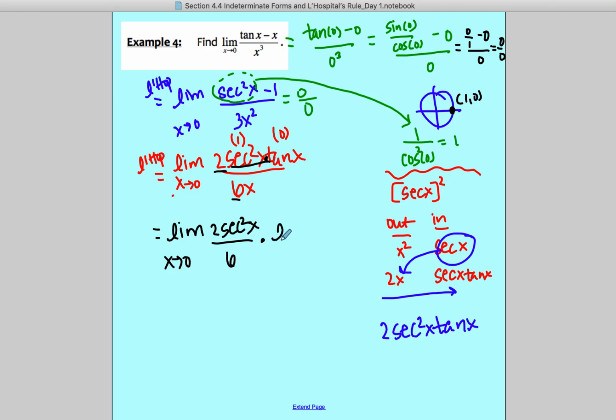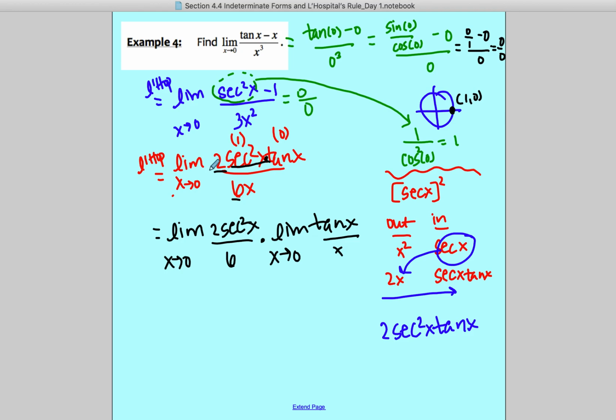Times, what do I have left? My limit as x approaches 0 of tangent of x all over x. If I didn't notice I could do this, you'd be able to do the product with the chain rule, and you would be doing just fine. You'd be able to get the right answer. It's just that it'll save you some time.